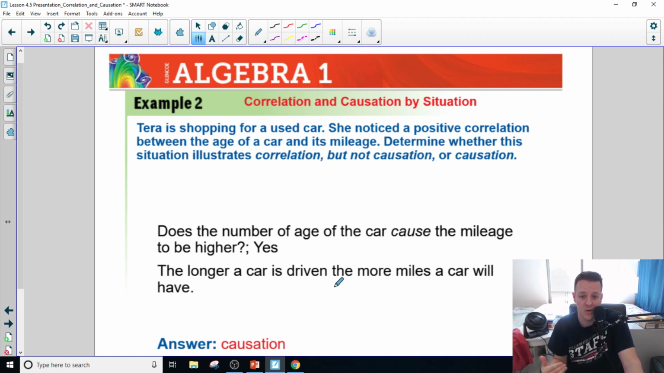So is there a difference in correlation? Yes. Now, will you find a used car sometimes that has low mileage? Sure, that happens. But most likely, the older the car is, the more miles it has.